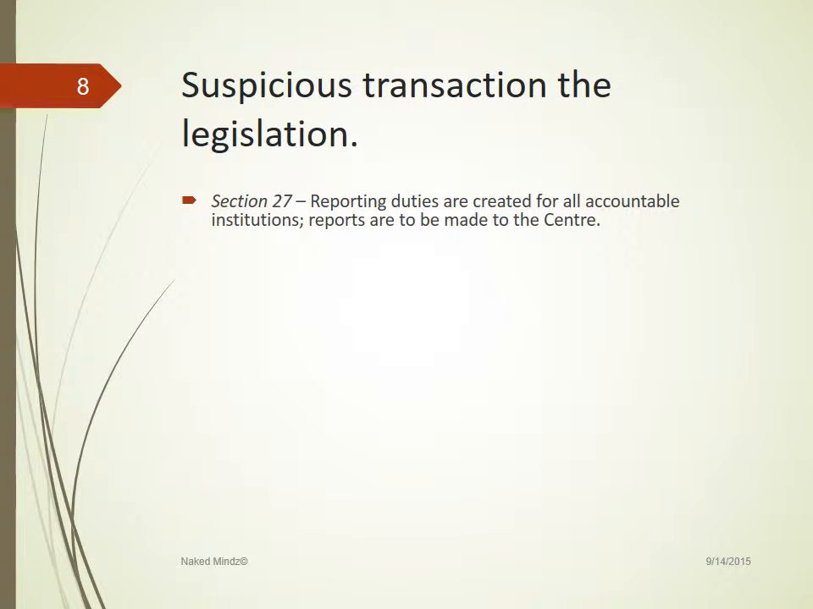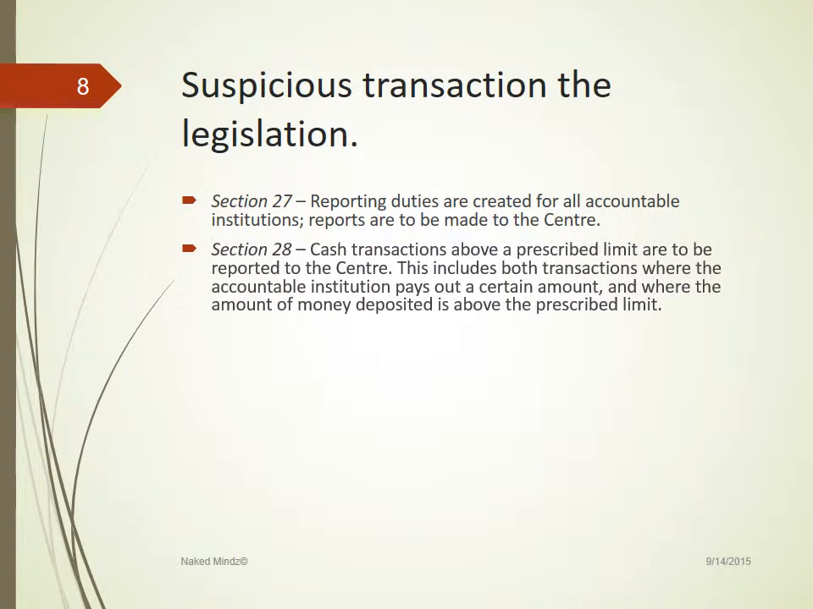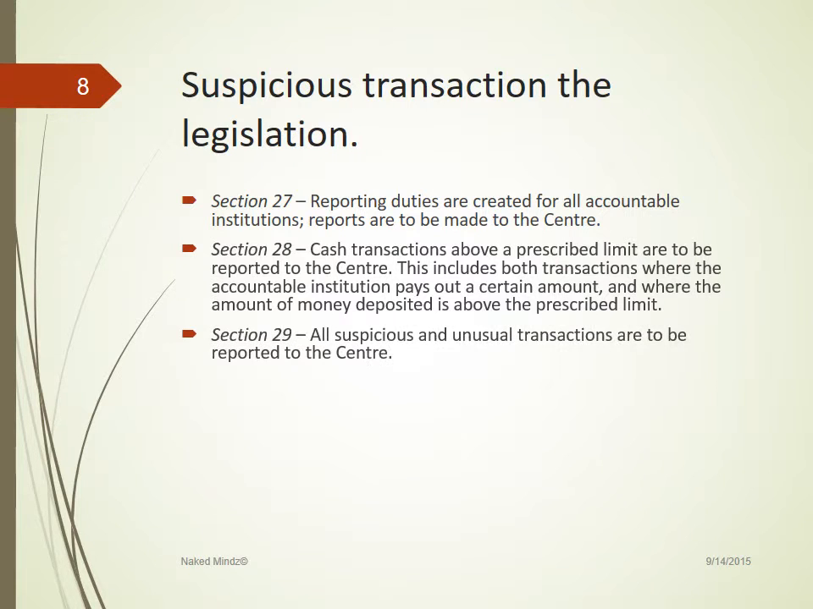Let's have a look at the legislation for suspicious transactions again. Section 27 creates the reporting duties for all accountable institutions and says that we have to make the reports to the centre. Section 28 gives us the cash transactions above the 24,999 Rand and 99 cents, which is called the prescribed limit. And these are to be reported to the centre. And this includes both transactions where the accountable institution pays out a certain amount and where the amount of money deposited is above the prescribed limit.